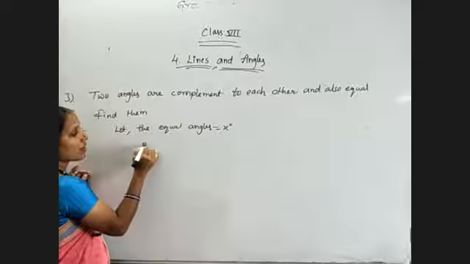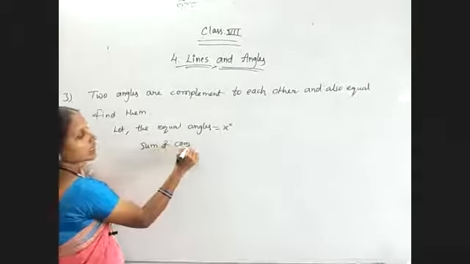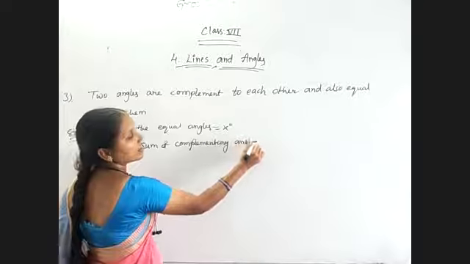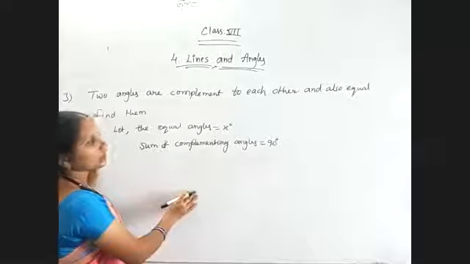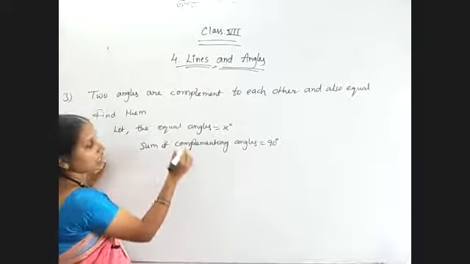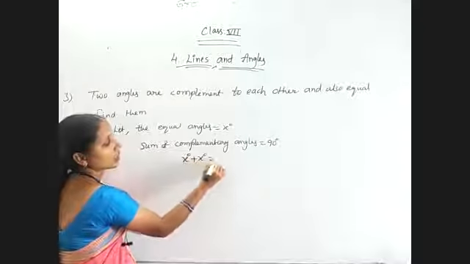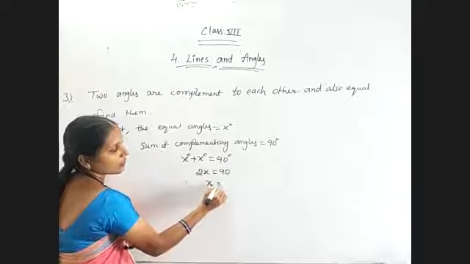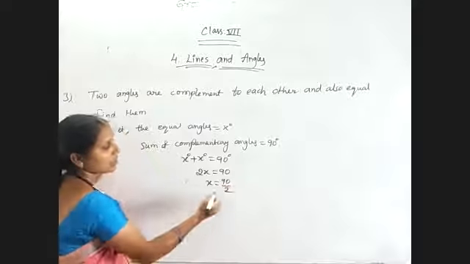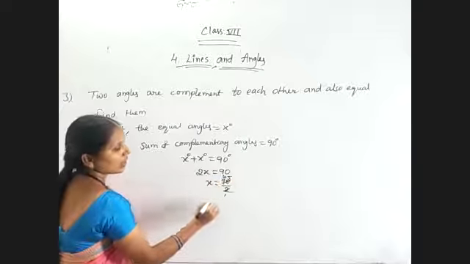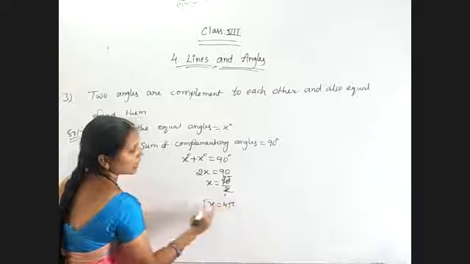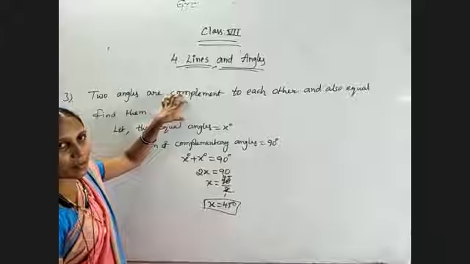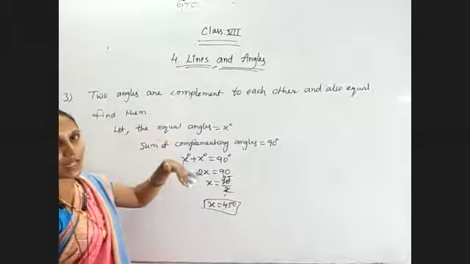As we know that the sum of complementary angles is equal to 90 degrees, so what are the angles we have taken? Equal angles x plus x is equal to 90. x plus x, 2x is equal to 90. x will be equal to 90 by 2, half of 90. 2 fives are 10, so x is equal to 45 degrees. So the two equal angles are 45 degrees and 45 degrees. Whenever they ask for two complementary equal angles, they are 45, half of 90.